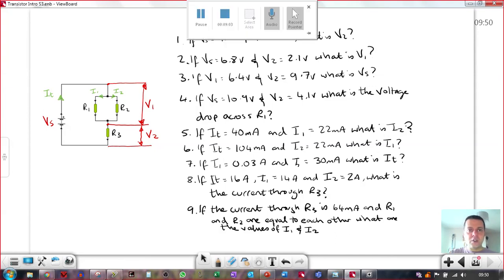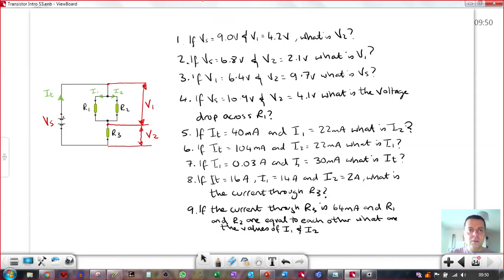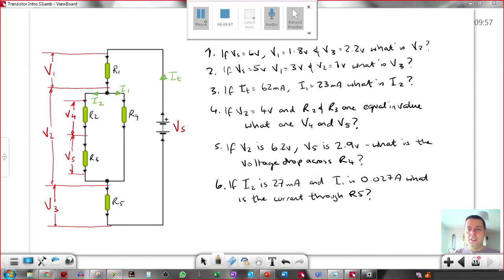Let me make up another set on a different question. Right, so again, just read the questions carefully. The first three are relatively straightforward. The first two are just about voltages, the third one's about currents in the parallel branch. The fourth one is about resistance values equaling each other, so what should that do to voltages.